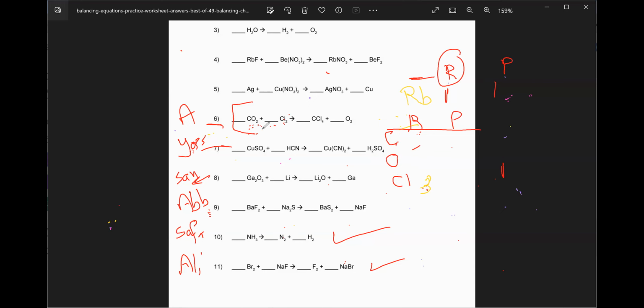Okay, how much carbon? Carbon we have 1 here, and in the product 1. Oxygen we have 2, and the product is going to be 2 as well. Chlorine, we have 2, and we have 4. Okay, start.